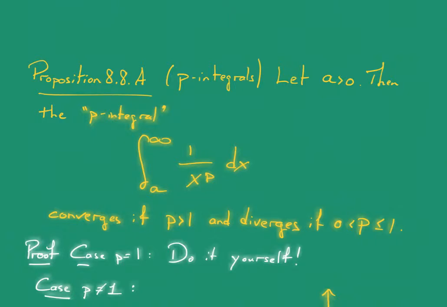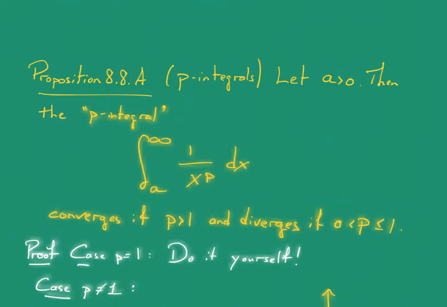Okay, so for the proof, case 1, when p equals 1, I'm going to let you do that yourself as an exercise. In other words, in this case, you're supposed to show that the integral from a to infinity of 1 over x, this is going to look like 1 over x when p equals 1, this improper integral diverges. So that's what you want to show. Okay, so I'm now going to give the proof when p is not equal to 1. And it's not really a proof, it's just a question of computing this improper integral.